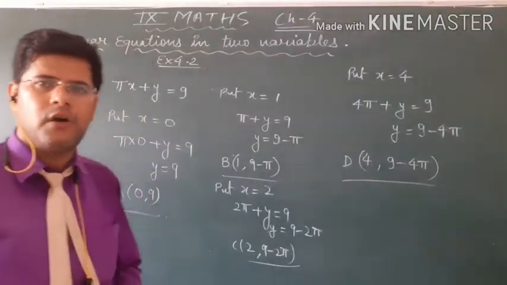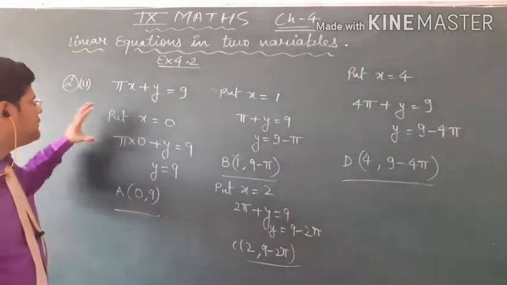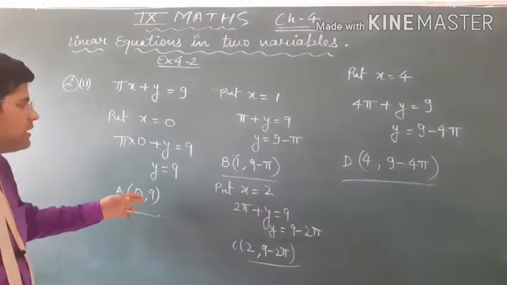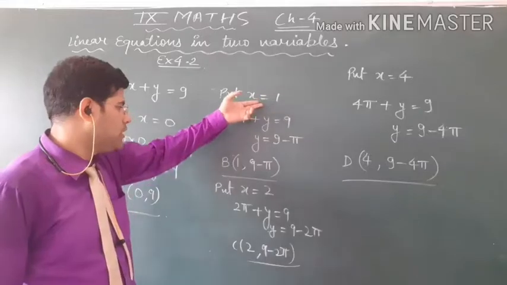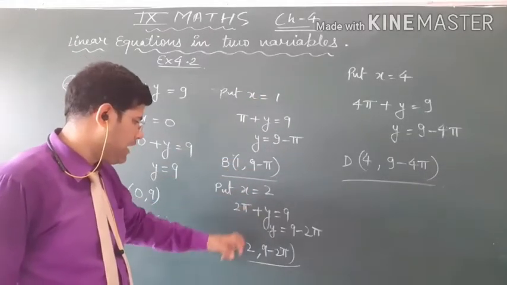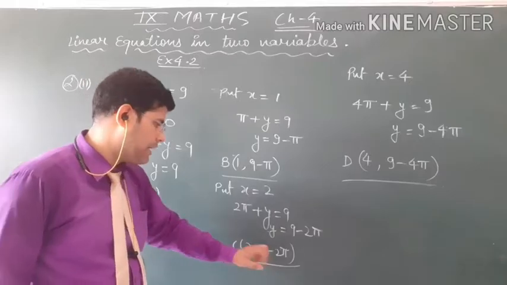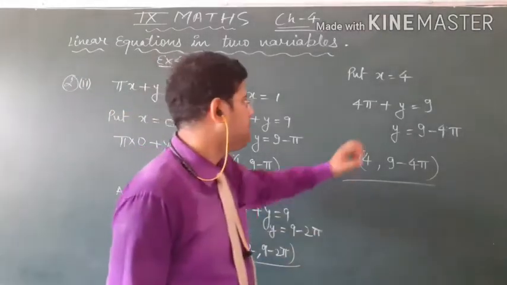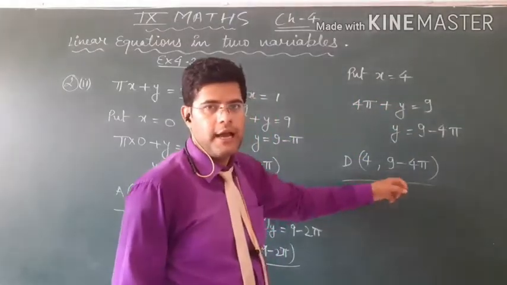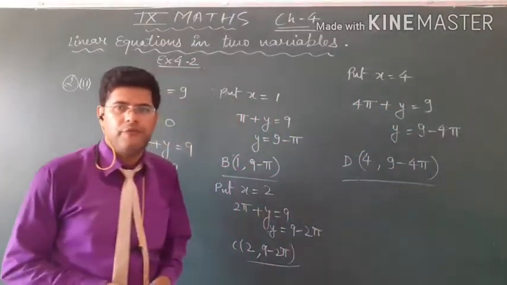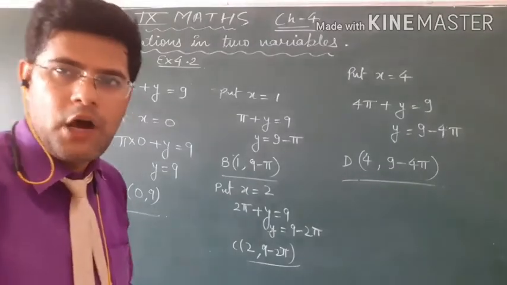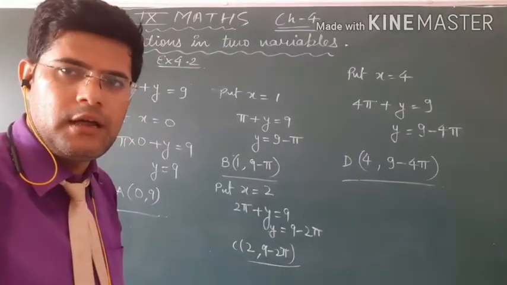So here I have solved the second part. Firstly we put 0 in place of x, then 0, 9 is the answer. When we put x equal to 1, then 1, 9 minus pi is the second answer. When we put x equal to 2, we have the third answer, 2, 9 minus 2 pi. And when we put x equal to 4, we have a new answer, 4, 9 minus 4 pi. So if you put any number, you can find a solution. Now move to the third part of the question.